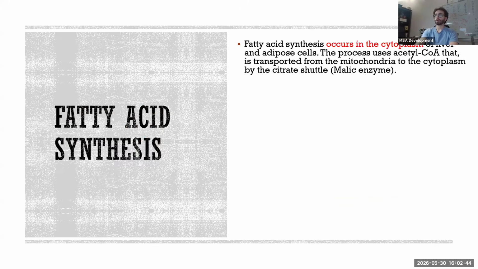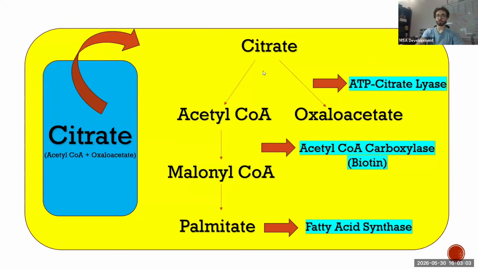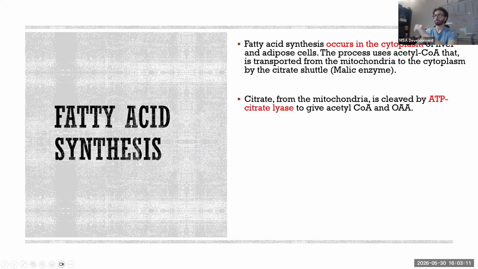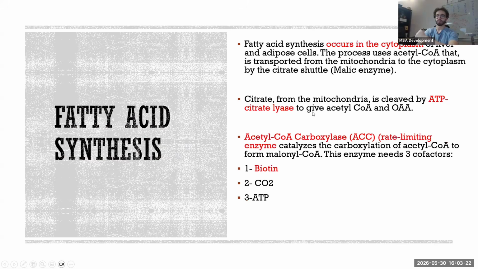Right, so fatty acid synthesis. We said that the synthesis of fatty acids occurs in the cytoplasm of the liver and the adipose tissue. And we said that the process will use acetyl-CoA that first is transported from the mitochondria to the cytoplasm by what? Citrate. But how does citrate go out to the cytoplasm? By something we call malic enzyme. So malic enzyme will take the citrate out. As we said, citrate that is in the cytoplasm will then be divided into acetyl-CoA and oxaloacetate. How? By ATP citrate lyase.